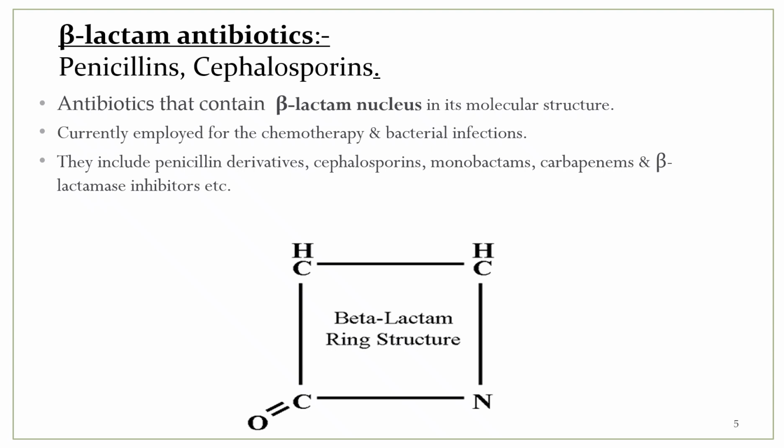monobactams like aztreonam. Why are they termed monobactams? Because the beta-lactam ring is not fused to any other ring, so the beta-lactam ring is alone in the nucleus, hence the term monobactam. And the second one is carbapenems. Carbapenem examples are imipenem and meropenem. And beta-lactamase inhibitors are clavulanic acid, sulbactam, tazobactam, relebactam, etc.